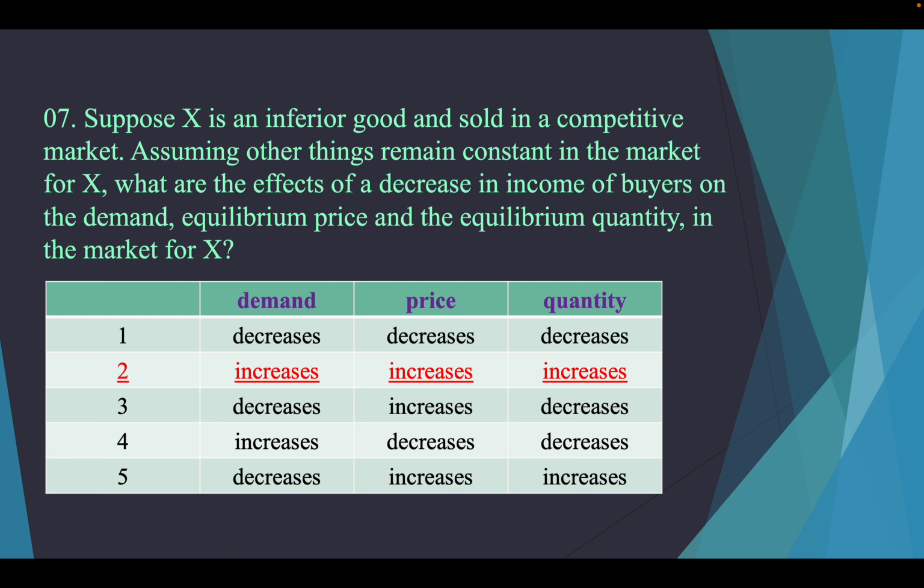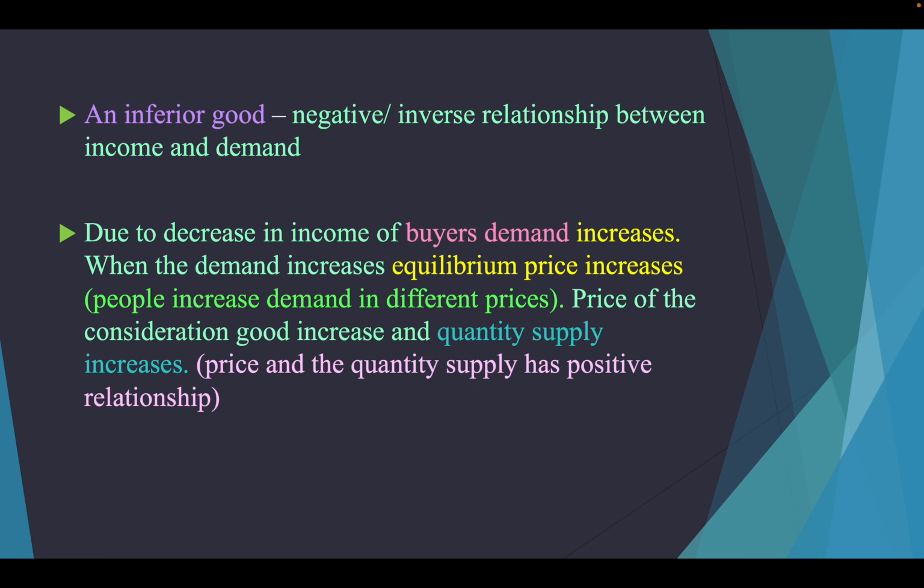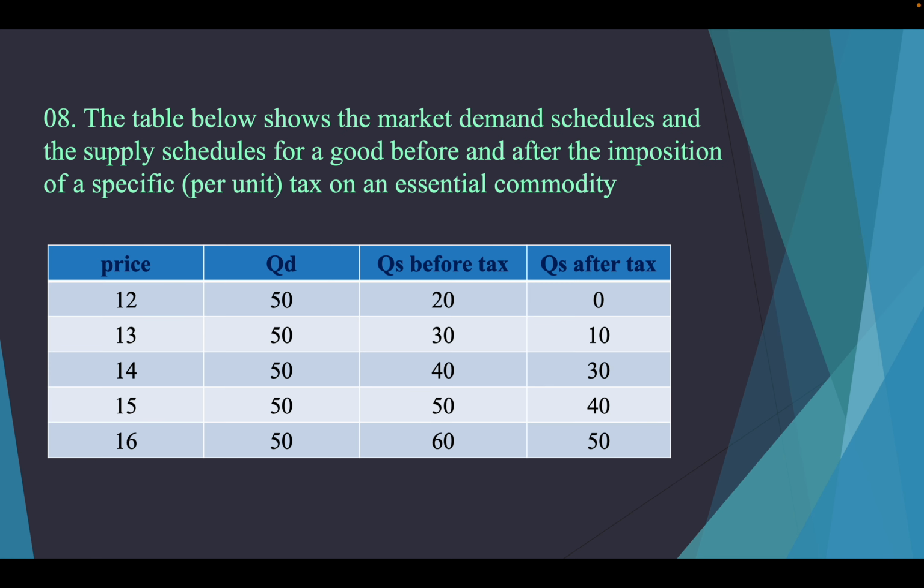That is the relationship between demand, price and quantity, and the way of solving that question. Then the 8th one. The table below shows the market demand schedules and the supply schedules for a good before and after the imposition of a specific per unit tax on an essential commodity. Here is the table: price, quantity demanded, quantity supplied before tax and quantity supplied after tax. Then you can see the quantity demanded is not changing. It is 50 at each and every point.